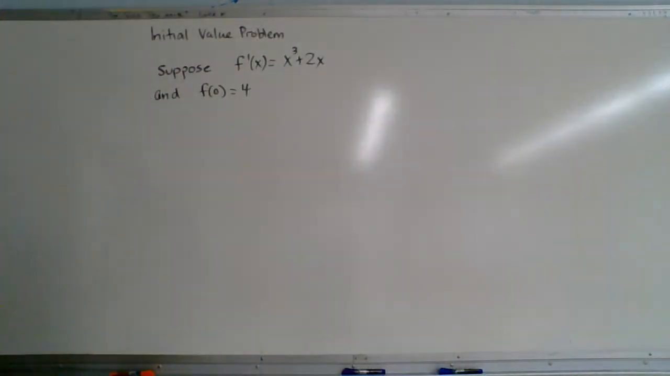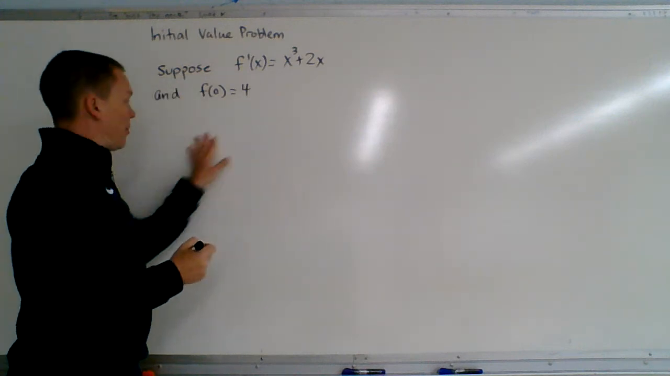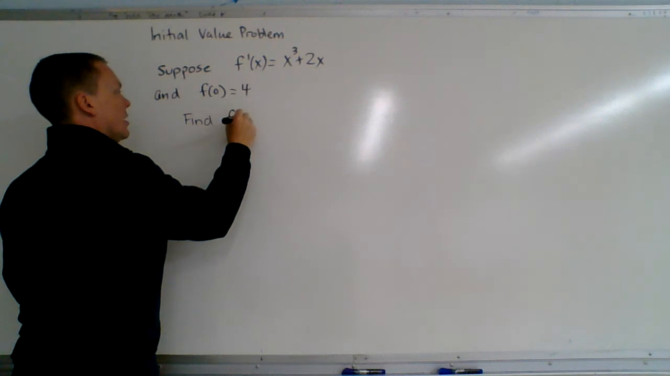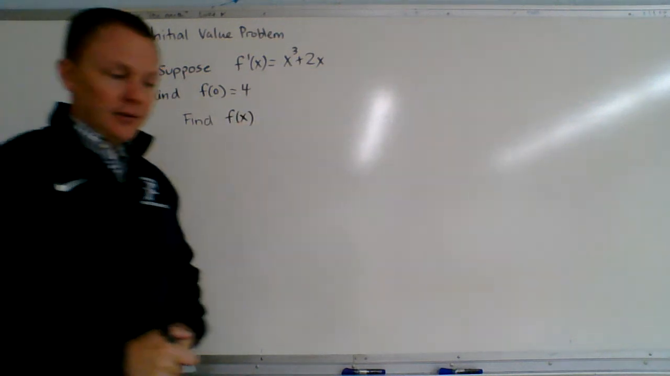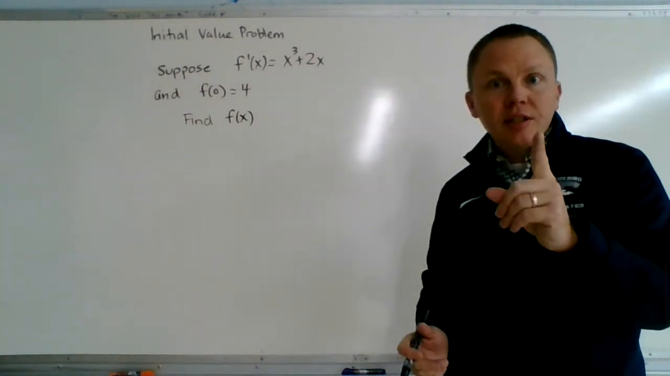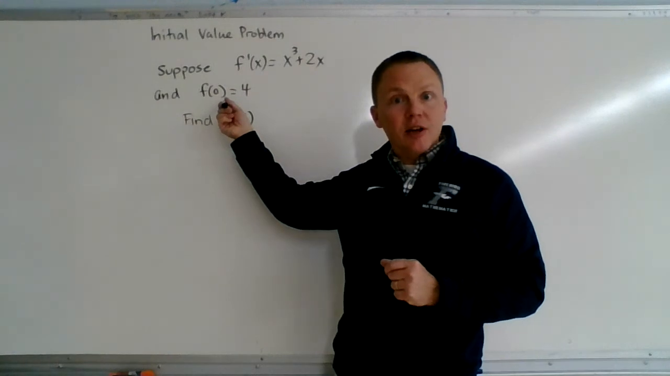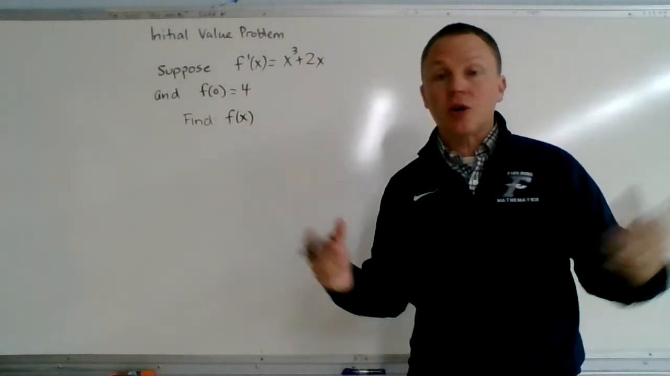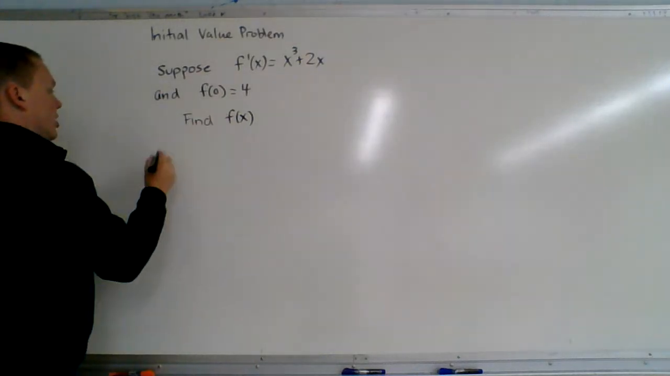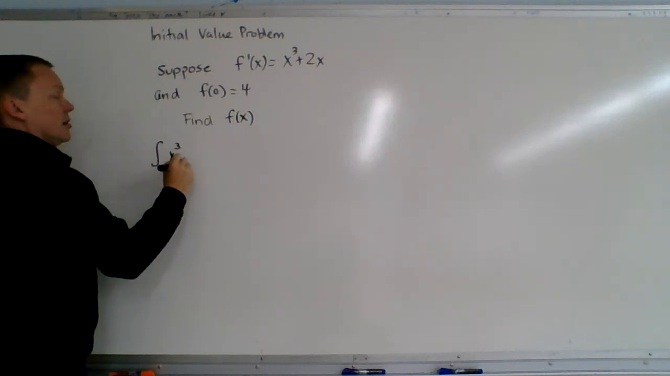So now my task for us is, given these two bits of information, I want you to find f of x. Some of you might be saying, that point is going to help me identify what the constant of integration is, or what the chips are. And you're exactly right. So here we go. In order to do this, the first step is to find the antiderivative. So we're going to anti-differentiate. Yes, that's a verb.